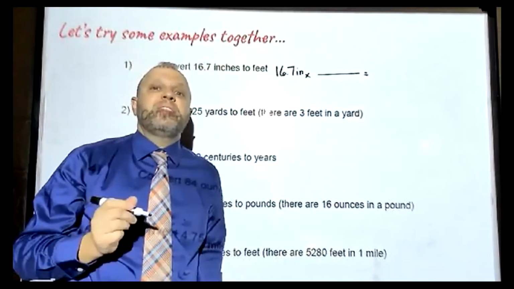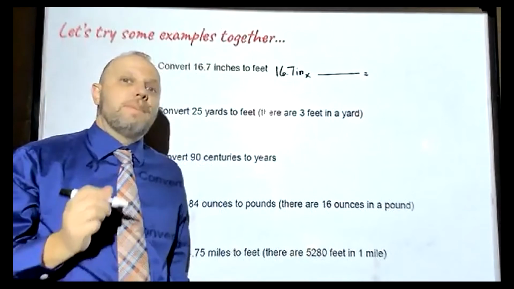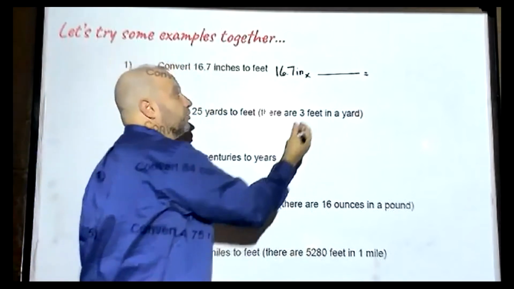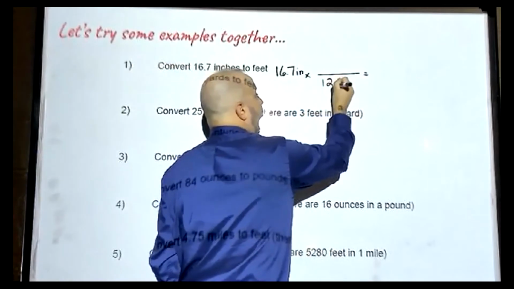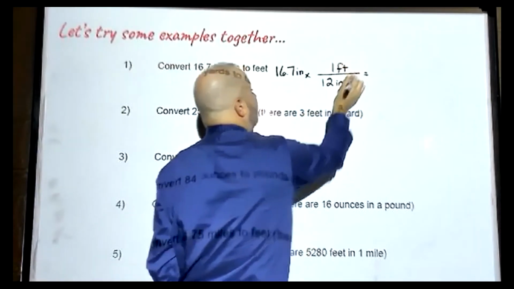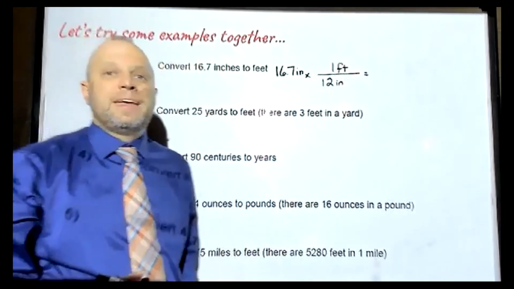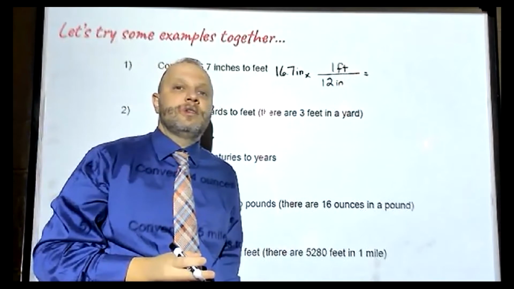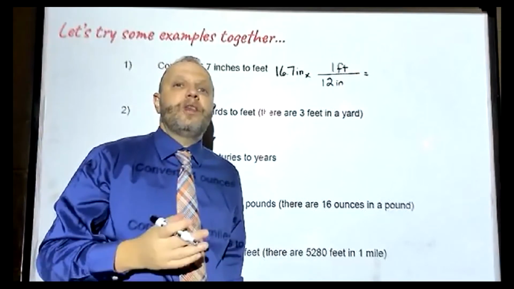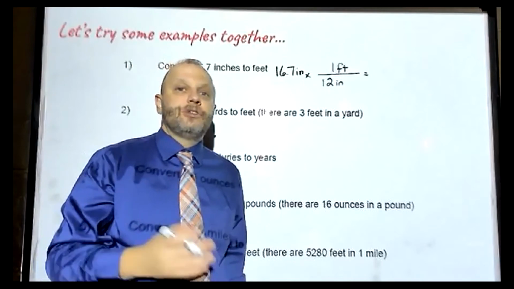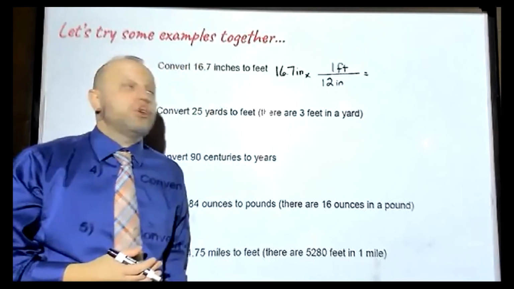So remember, the unit that I want to get rid of should go on the bottom, and the unit that I want to end up with should go on top. So I'm going to say 12 inches in 1 foot. That allows me to cross out my unit of inches and end up with units of feet. So type this into your calculator.